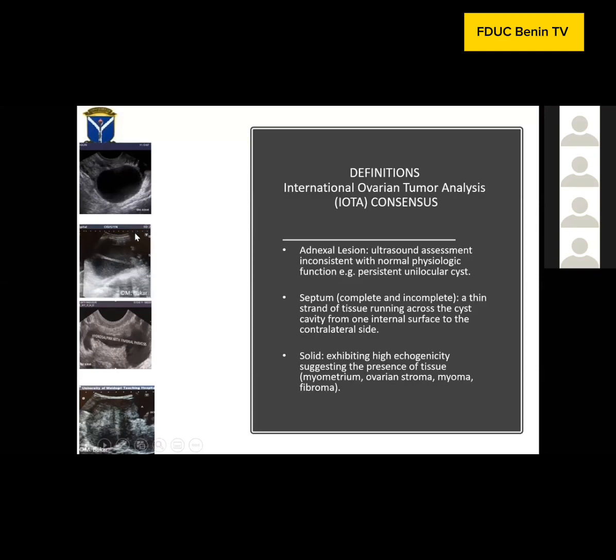A septum is a thin strand of tissue that runs from one end of the cyst wall to the other. It can be complete, as in this case of endometrioma, or incomplete, as in this case of hydrosalpinx. When you say a tissue is solid, that means it exhibits high echogenicity. High echogenicity suggests the presence of tissue, like a fibroma, as you can see in this case, a myoma, myometrium, or the ovarian stroma. When you see appearances like this, this depicts the presence of solid tissue.